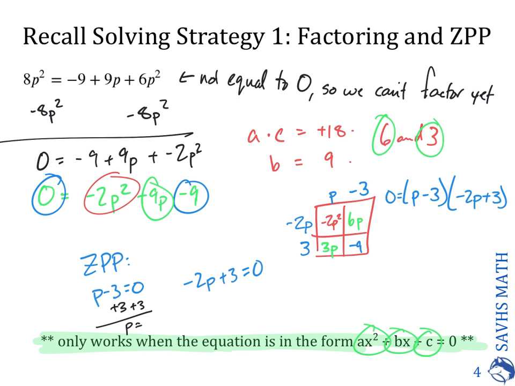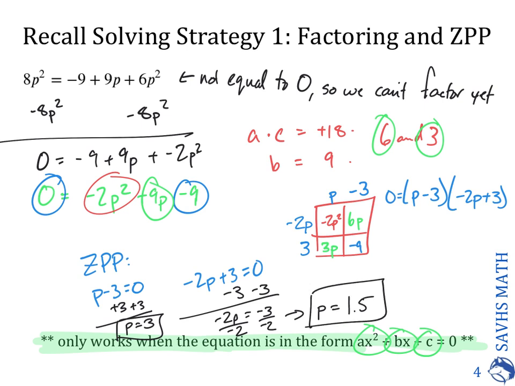I get p equals 3 as one solution. Minus 3, minus 3. I get negative 2p equals negative 3. Divide by negative 3, sorry, by negative 2. And I get p is equal to 1.5. Okay, so my two solutions are 1.5 and 3. That's that first solving strategy.